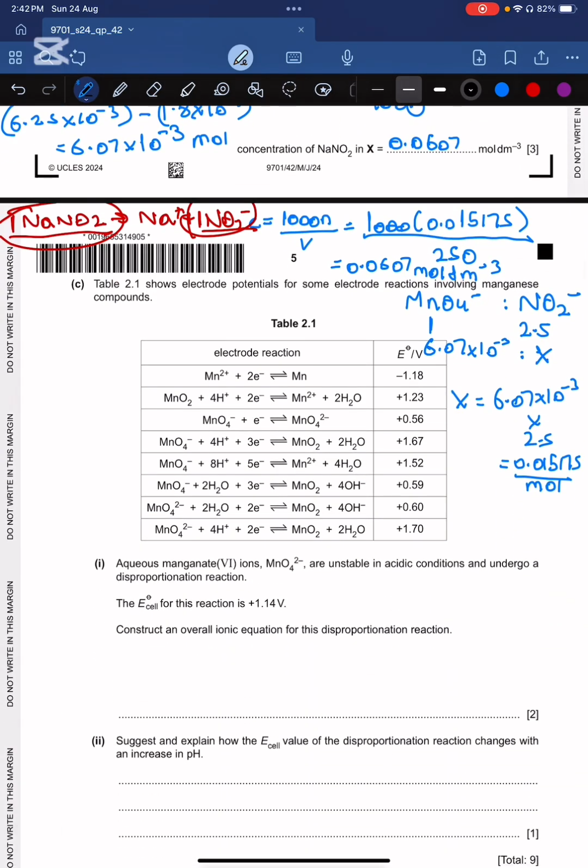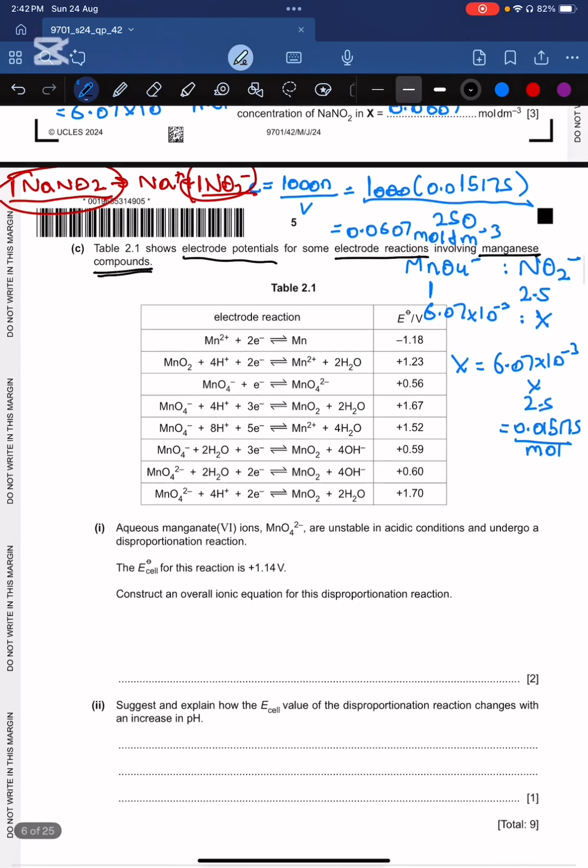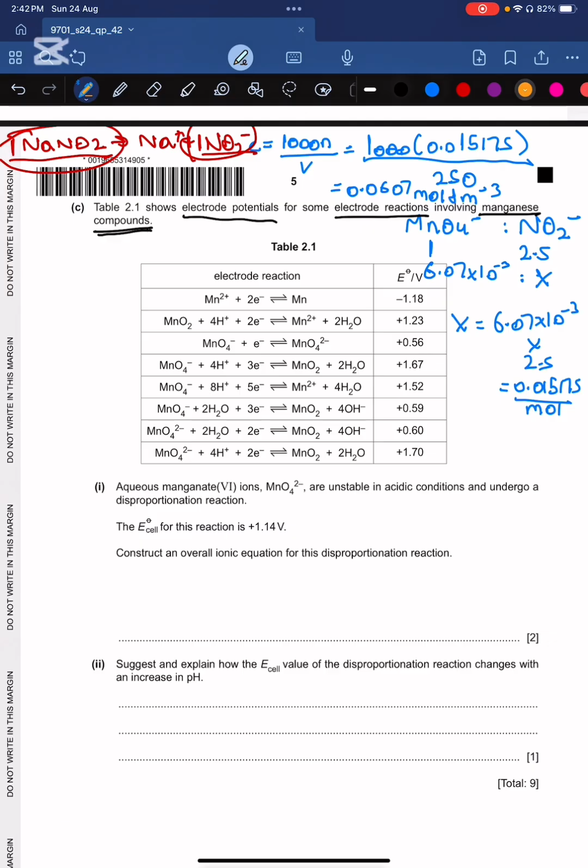Right. The next question is, Table 2.1 shows some electrode potentials. This question is from electrochemistry, from some electrode reactions involving manganese compounds. All right, interesting. Aqueous manganate ions, MnO4 2 minus ions, are unstable in acidic conditions and they undergo a disproportionation reaction. What is a disproportionation reaction? It is when the same species is oxidized and reduced as well.